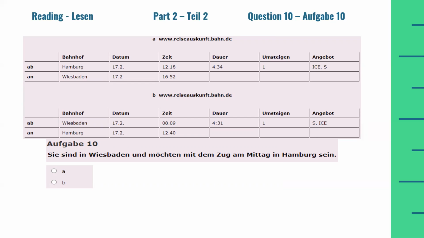In the first train connection, you are starting from Hamburg and you are traveling to Wiesbaden. So your destination is Wiesbaden in the first train connection. But in the second one, you are starting from Wiesbaden and you will be in Hamburg at 12:40. So the correct answer for question number 10 will be B.